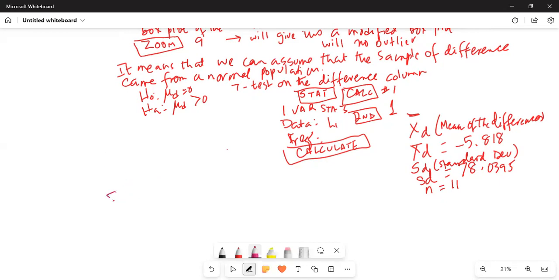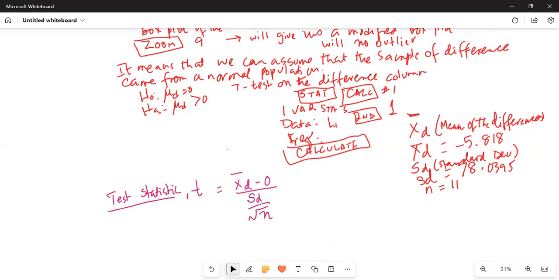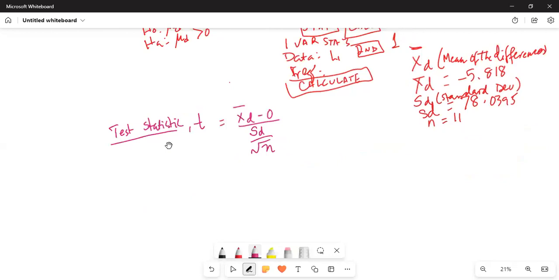So my test statistic T is equal to XD bar, the sample mean difference, minus my hypothesized population difference, which is 0, divided by the standard deviation of XD bar, which is SD over square root of N. So my test statistic T is minus 5.818 divided by the standard deviation of the sampling distribution, SD, which is 78.0395 divided by square root of 11. Why? Because 11 is my sample size.